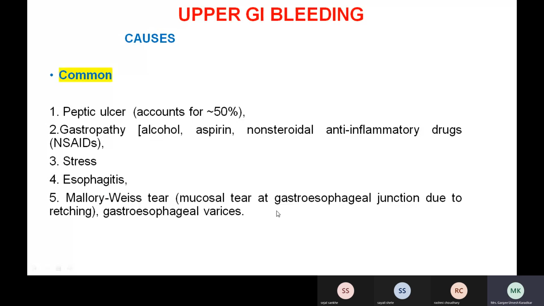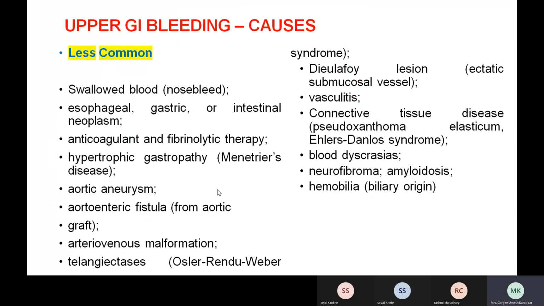Varices are bleeding points which may be present, and that will cause bleeding on the surface or the mucosa of the gastroesophageal region, meaning either in the stomach or in the esophagus. The other causes are less commonly seen, but they may occur because of swallowed blood.